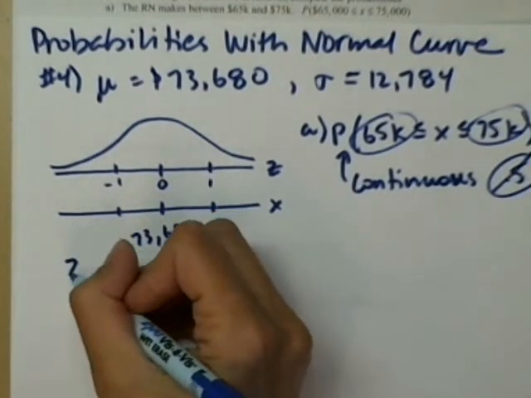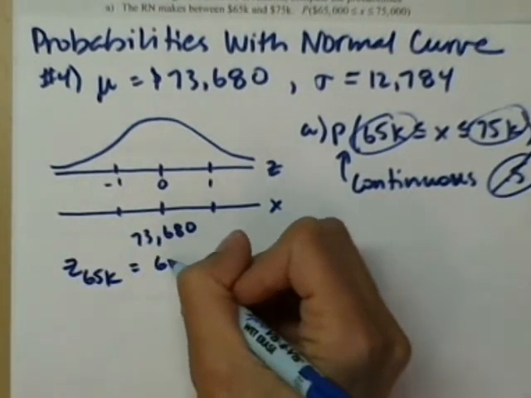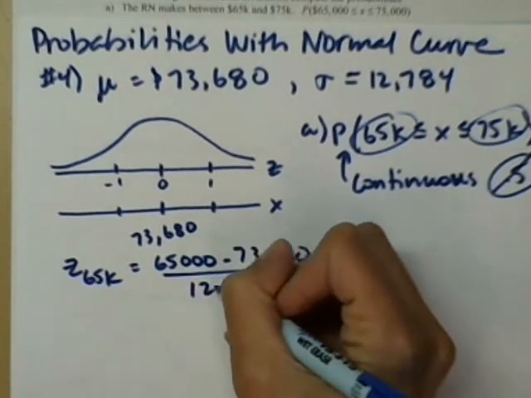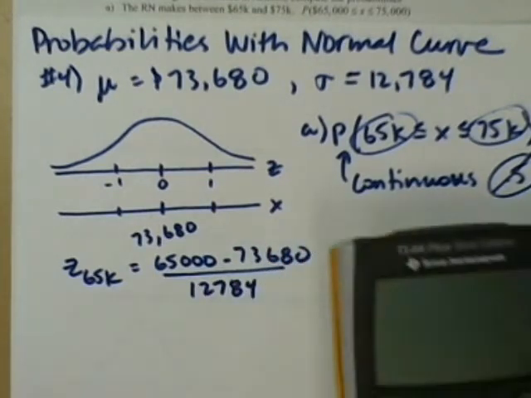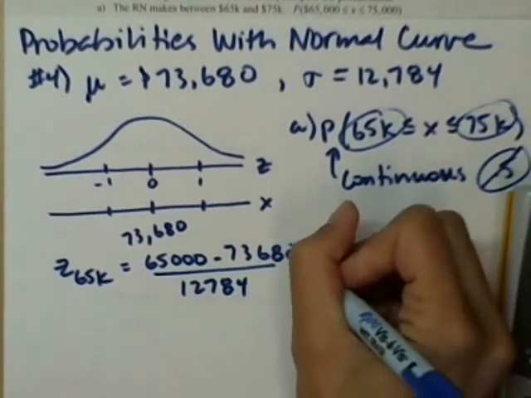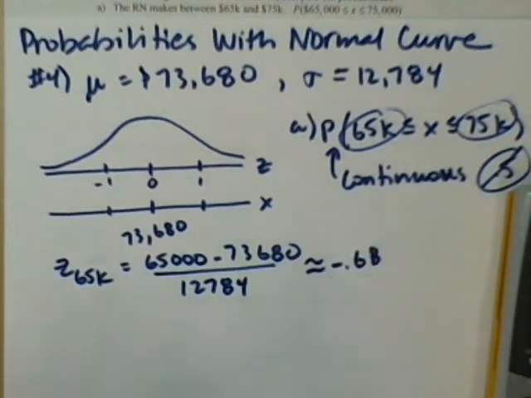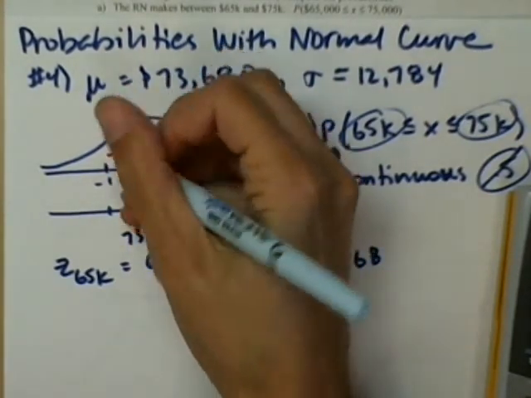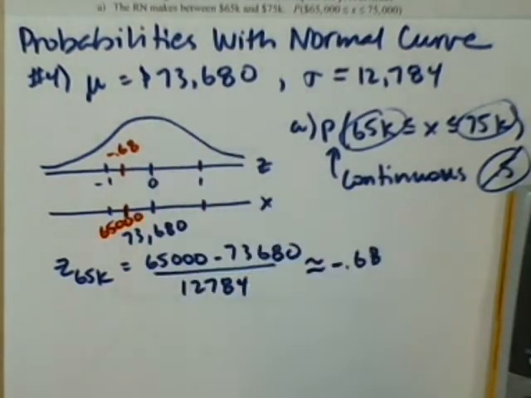So I'm going to figure out the z-score for 65,000. So 65,000 minus 73,680 divided by 12,784. I'm going to go ahead and put that into the calculator. 65,000 minus 73,680 divided by 12,784, and I end up with negative point, let's call that negative 0.68. So on my scale here, negative 0.68, I'm about right here. This is 65,000, so it lives right there.